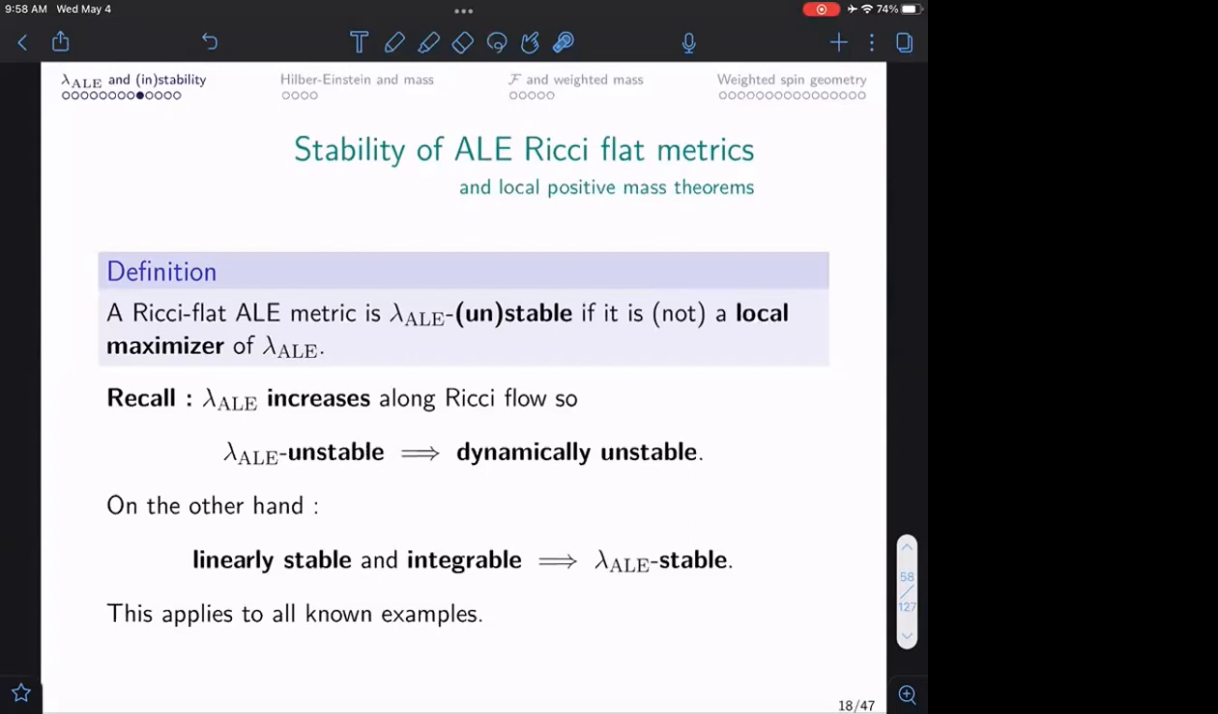It's just a linear stability. So you just look at the Laplacian and its eigenvalues, you can say that they have a sign. So lambda ALE increases along Ricci flow. I can't remember if you said this already, but the lambda zero also does when it's defined. When it's defined, yes, that's right. But mass stays constant. That's also right.